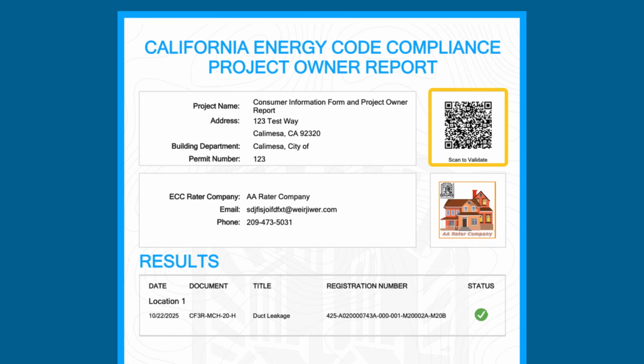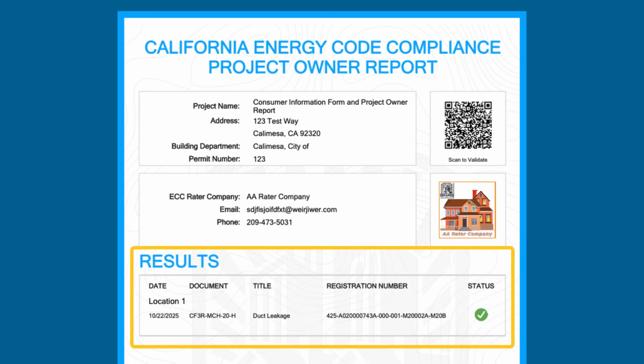Next, also similar to the PSR, we have our results for the various documents. These include the date, document name and title, the registration number, and the status of this document, indicated by a green check for passing or a red X for an incomplete or a failure. These details are all listed by location.